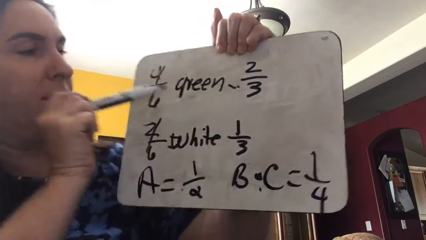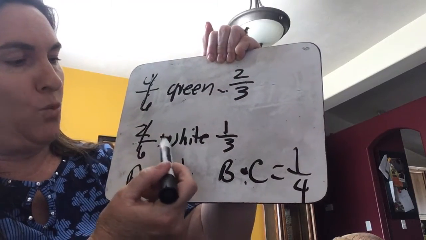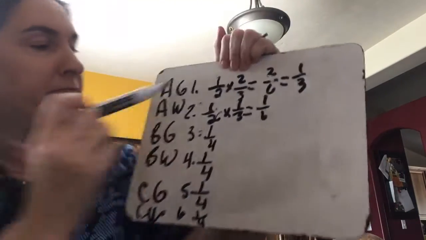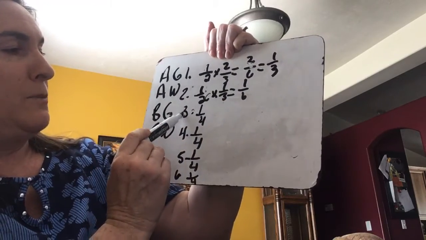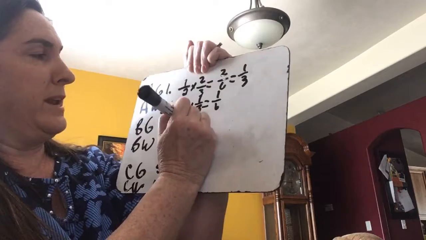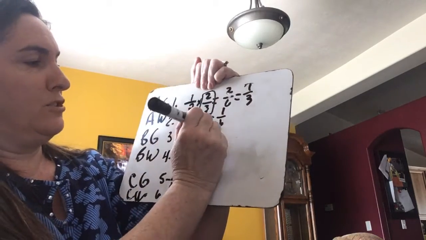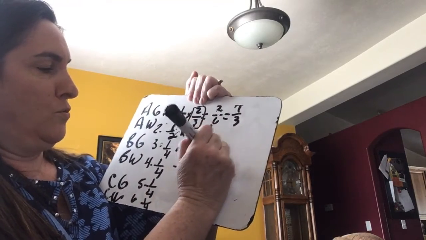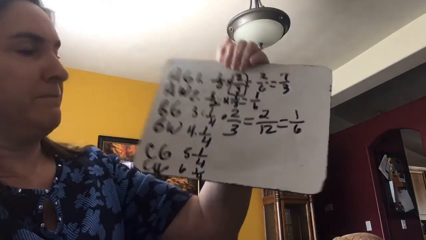If we're dealing with a green, we're going to multiply by 2/3. If we're dealing with a white marble, we're going to multiply by 1/3. All right. So now here we are. We have A, we did that, B times green. B is 1/4. Green, we can look up here to see what green is, right? Green is 2/3. So that equals 2 over 12, which equals 1/6.